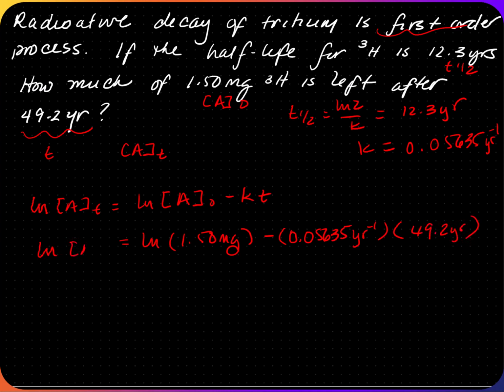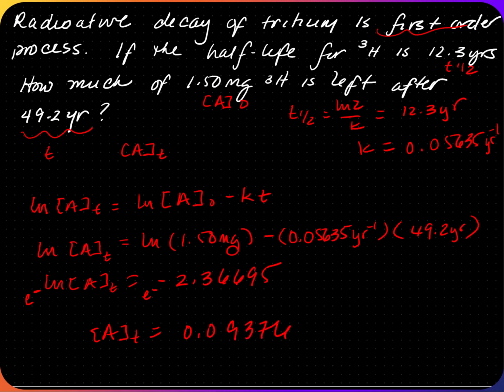This is going to equal ln of At equals negative 2.36695. So now I need to do the anti-natural log. So this is going to be e, and then this is going to be e. So At equals 0.09376. Now we need to do sig figs.